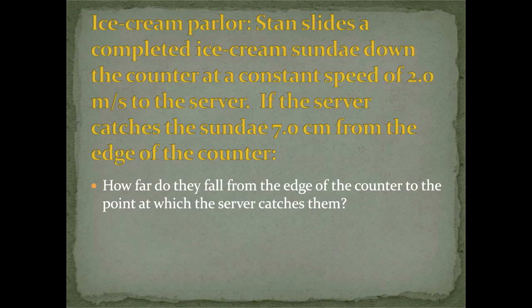All right, here's one for you to try. Why don't you try this one? An ice cream parlor slides a complete ice cream sundae down a counter at a constant speed of 2.0 meters per second to the server. If the server catches a sundae 7 centimeters from the edge of the counter, how far do they fall from the edge of the counter to the point at which the server catches them? Can you figure this out? And I think this is where I'll stop the video.